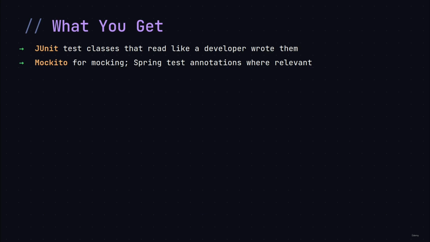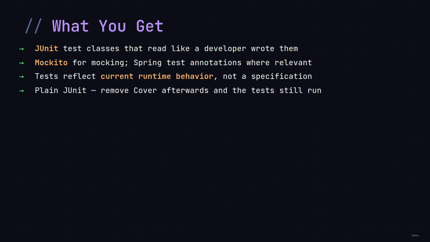The tests themselves are ordinary JUnit tests. Diffblue Cover uses Mockito for mocking, and it applies the Spring test annotations when it's testing Spring components. So the output fits into a conventional project, and you could generate tests with Diffblue Cover, stop using the tool entirely, and those tests would continue to run. Nothing Diffblue specific is left behind at runtime.